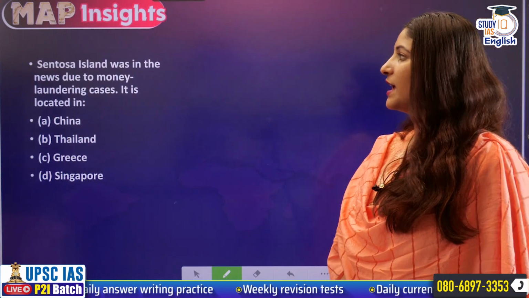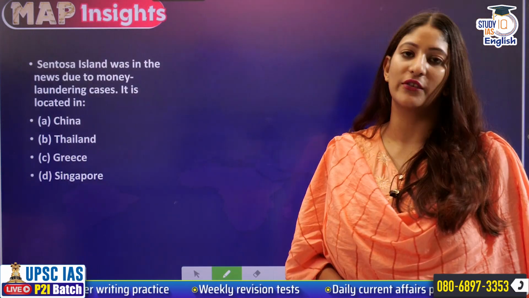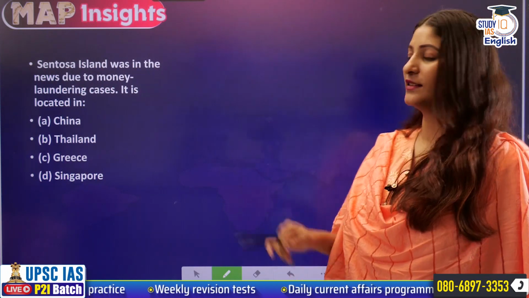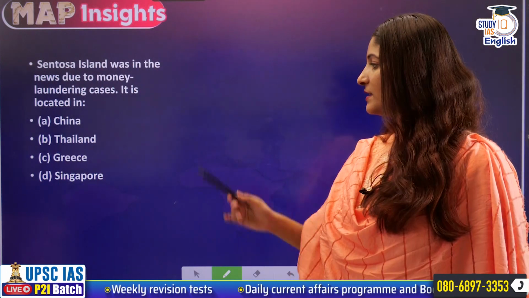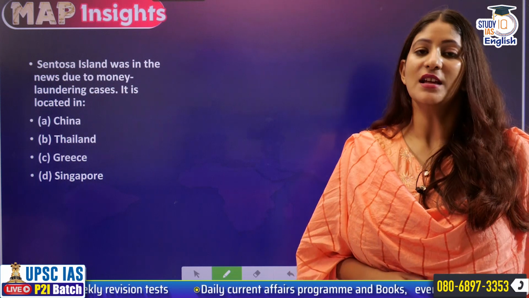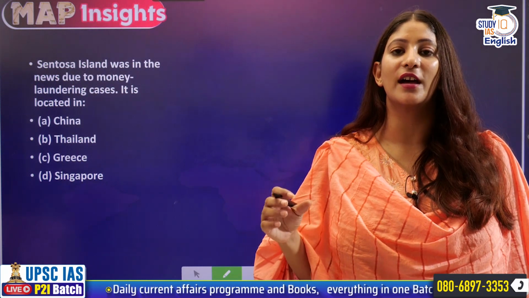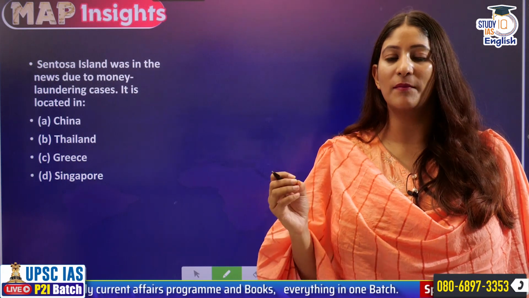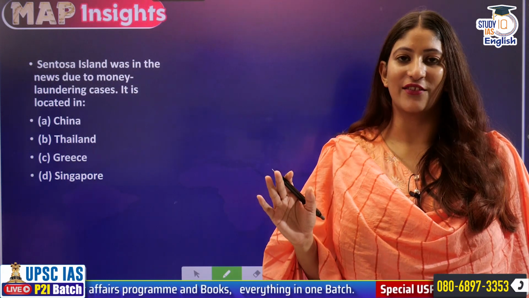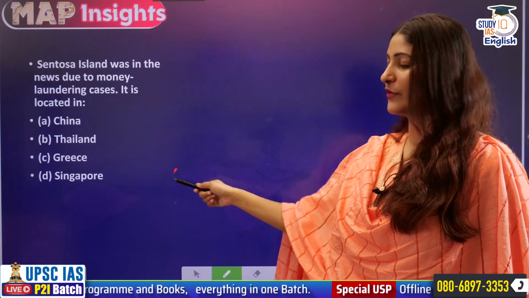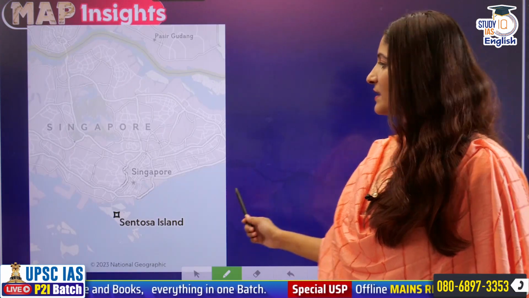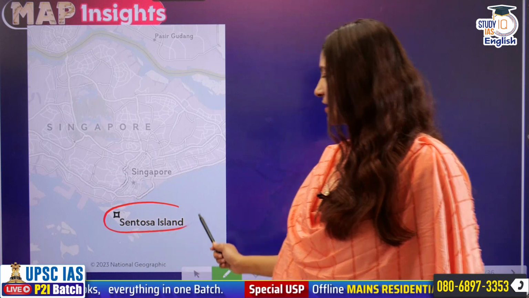Next, Sentosa Island was in the news due to money laundering cases. It is located in China, Thailand, Greece, Singapore. If you are very well aware of certain regions which are a safe haven for money laundering, you can answer this question very well. The correct answer to this question is option D, that is Singapore. Here is the Sentosa Island.